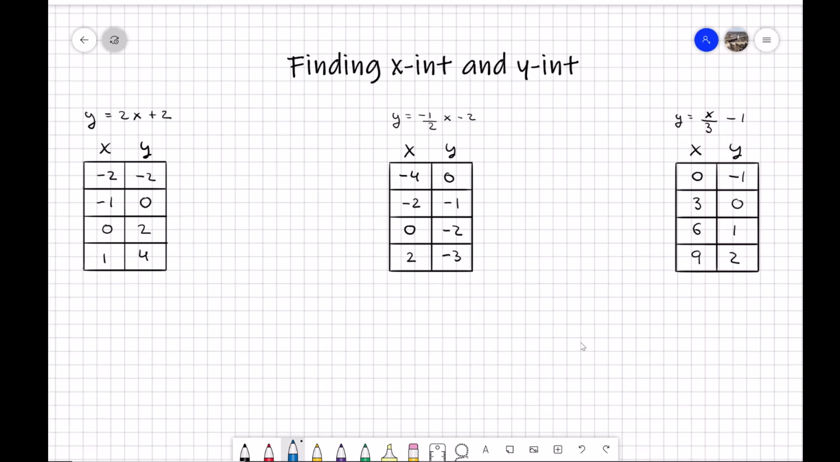Today we're going to find the x and the y-intercept of a function, but this time we're going to look at the table of values. Now, before starting, let me remind you that the x-intercept and the y-intercept are points, and points need to have two coordinates, which are the x-coordinate and the y-coordinate.